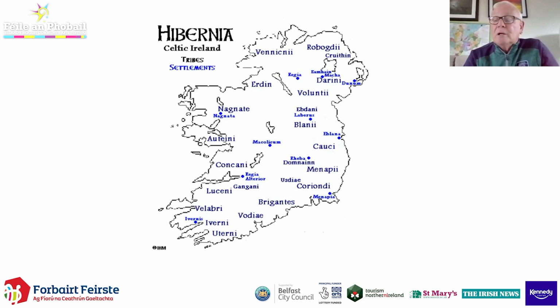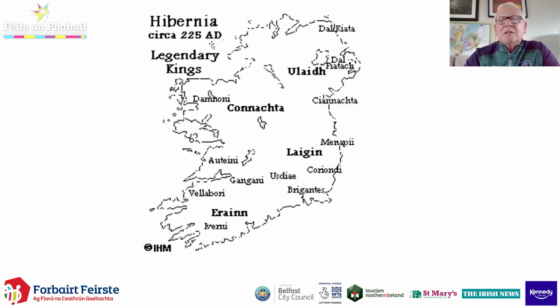So you can see the various tribes that are beginning to emerge. We have the Cruithne, the Dumnonii, we have the Darini, the Venicnii, and it's the Darini that we're really interested in, because they become the ancestors of the people who settled this area of the north. Again, Hibernia, and this is in the era of the legendary kings. That's when the Gaelic rule was firmly established. And the four main divisions at this stage are the Ulaid, from whom we get Cúige Uladh, or Ulster, the land of the Ulaid. We have the two main tribal divisions, who are the Dál Fiatach and the Dál Riata. And then below that, we have the Connacht region, then Laighin and Éireann. Éireann will later become Munster. Laighin, of course, is Leinster, and Connacht is the modern Connacht.